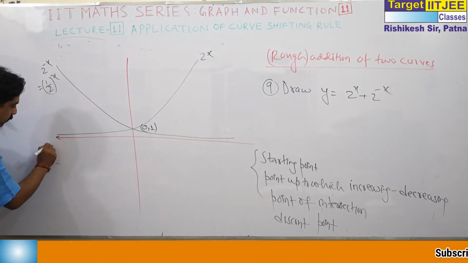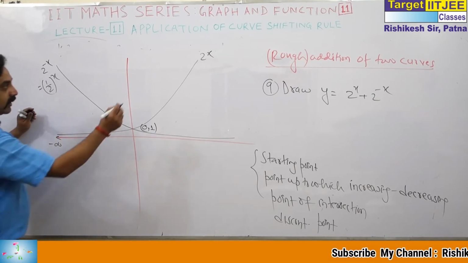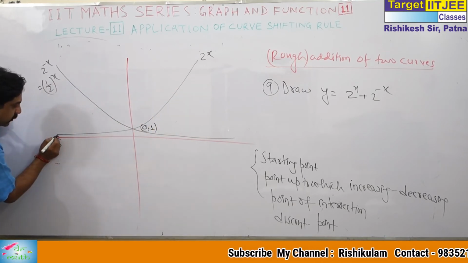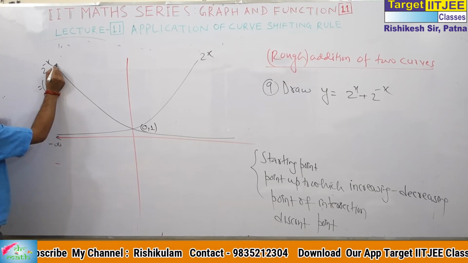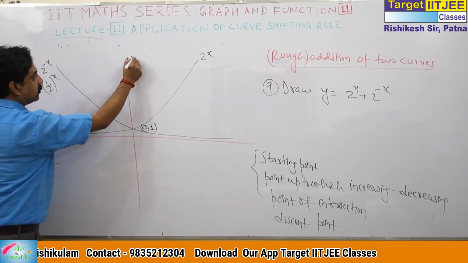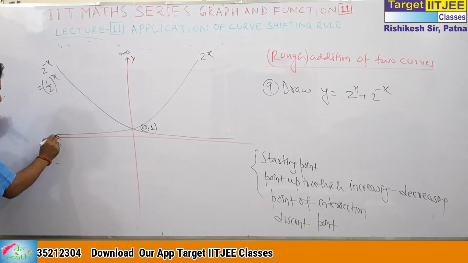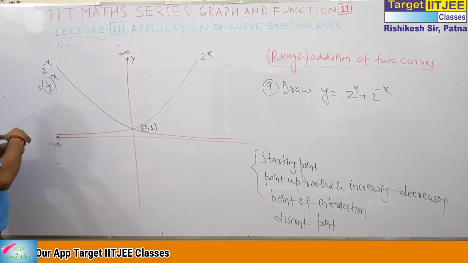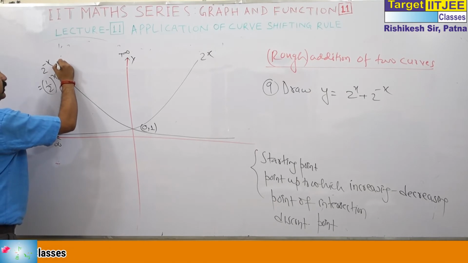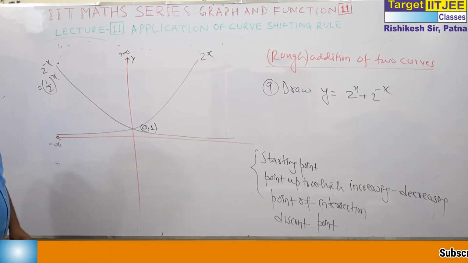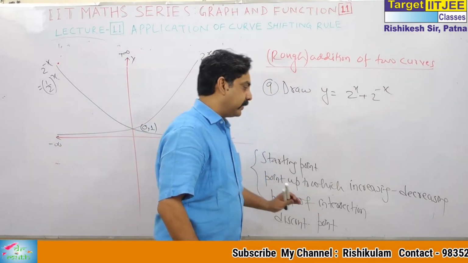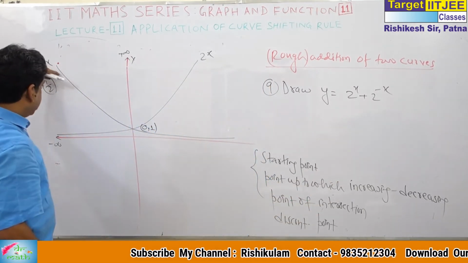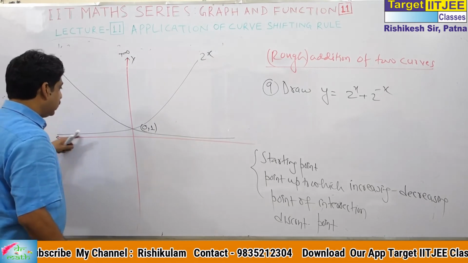This graph starts from here, at minus infinity. You can see at minus infinity this is almost 0, and at minus infinity this is plus infinity. So when 0 and plus infinity are added, this is your starting point. Now you can see there is no increasing or decreasing turning point. This continuously decreases and this continuously increases.